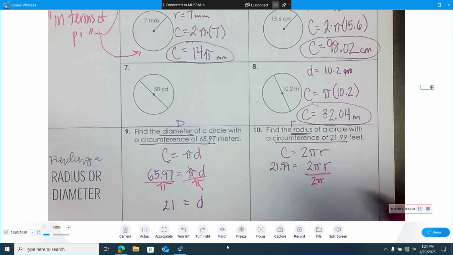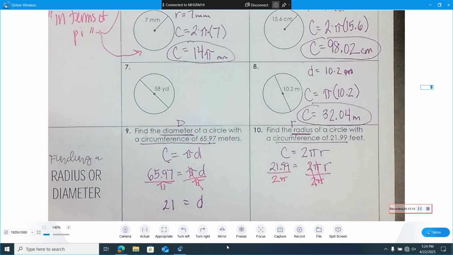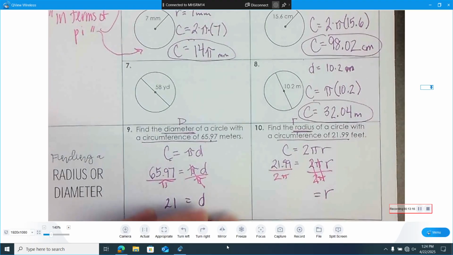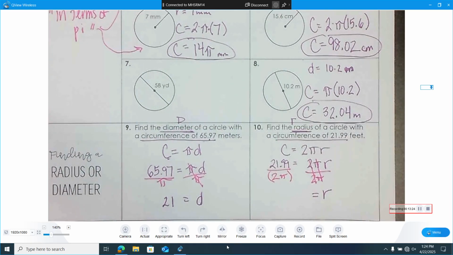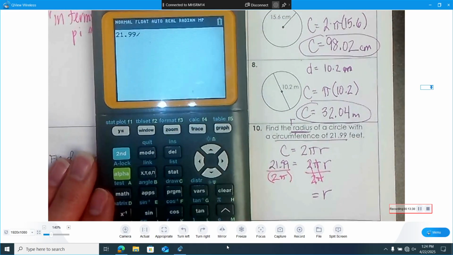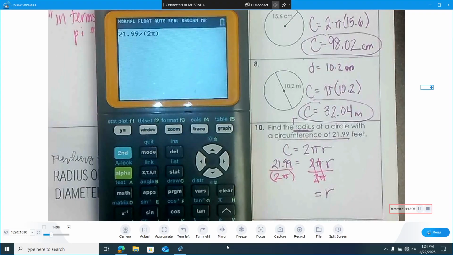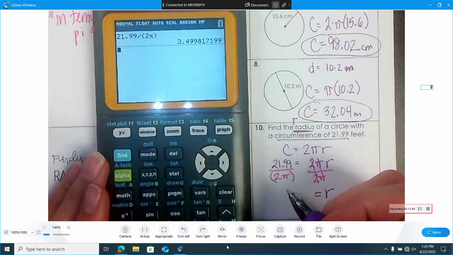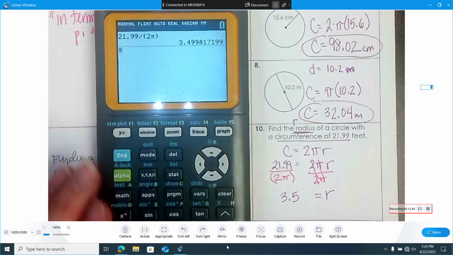We don't want either of those things, so we are just going to divide them away. So they cancel out on the right. We get r all by itself. And this is where you need to be a little bit careful. We are dividing by the entire 2 pi. So I'm old school. I much prefer to just type it in all at once. So I'm just going to do 21.99 divided by parentheses 2 pi because I want to make sure I'm dividing by the whole thing in the denominator. It's a little fancy. And so that becomes 3.5.